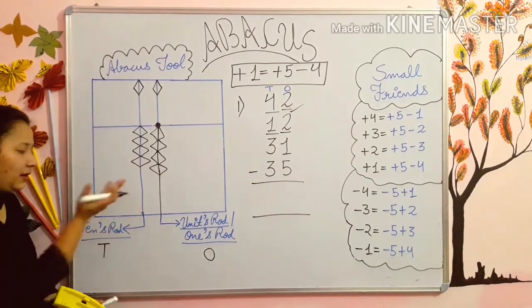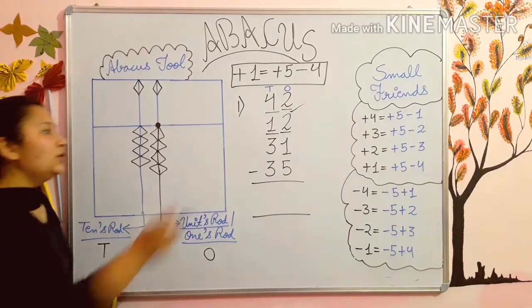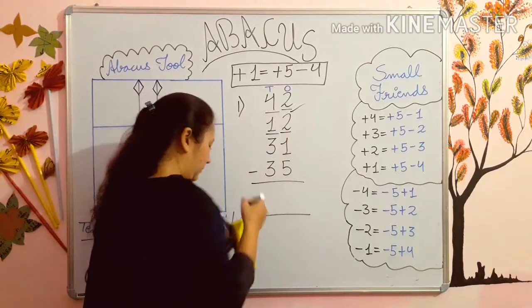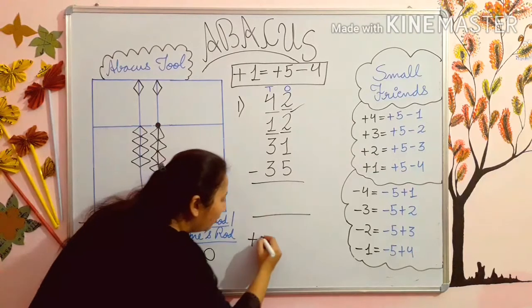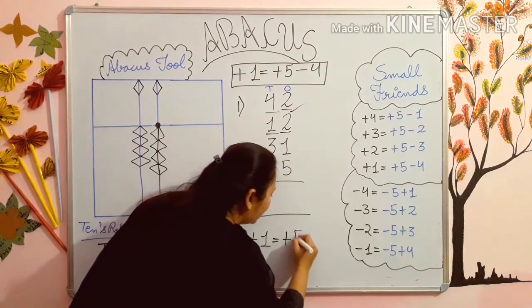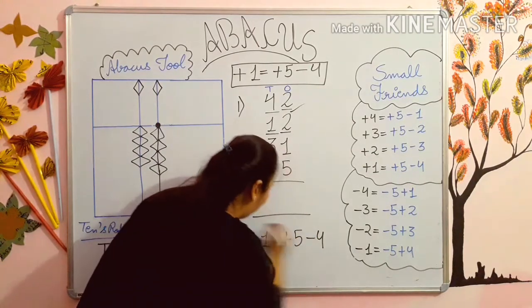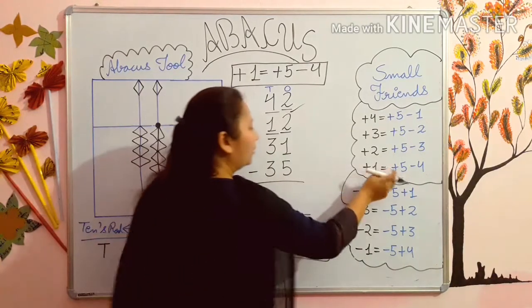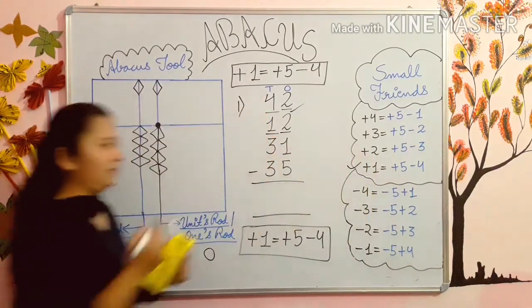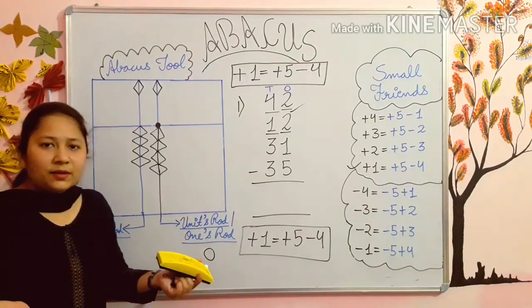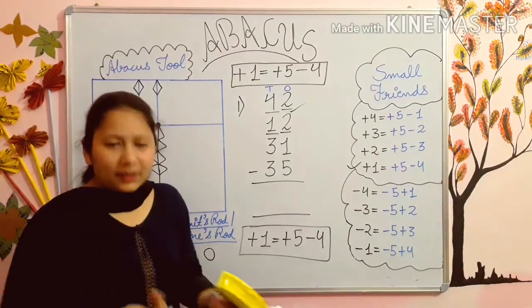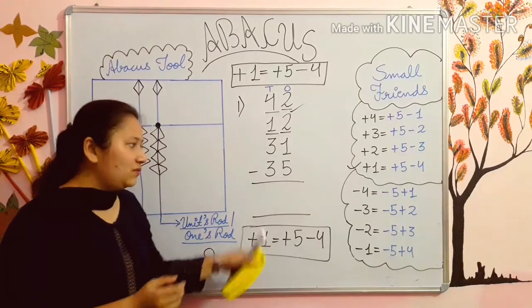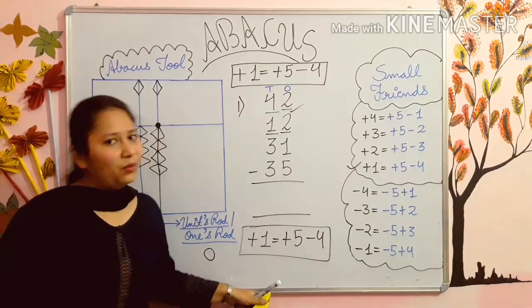No bead is there left out. How will you add 1? For adding 1, you have to use the small friend formula, which is plus 1 is equal to plus 5 minus 4. This formula is the one which we are talking about, and today's video is based on this formula only.